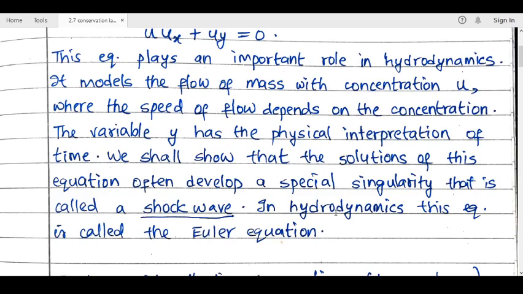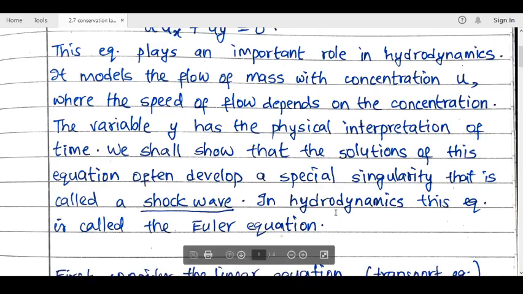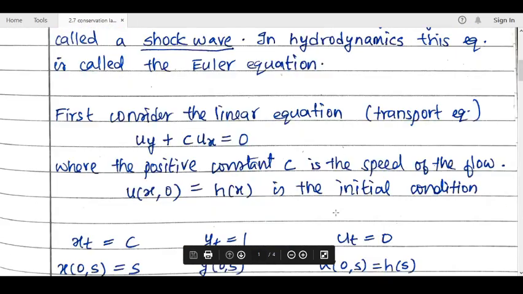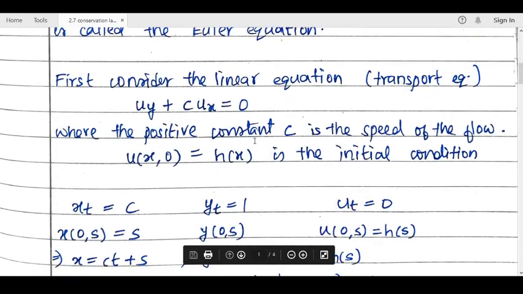So this equation is mainly known as the Euler equation. Before directly going into the Euler equation, we will see its simplified form where u is a constant. We had u_x plus u_y equal to 0. Now first suppose that u is constant, let u equal c. So this becomes a linear equation. This equation is also called a transport equation. Here y represents time. So this is c u_x plus u_y equal to 0. Here c is a constant. It usually represents the speed of the flow.